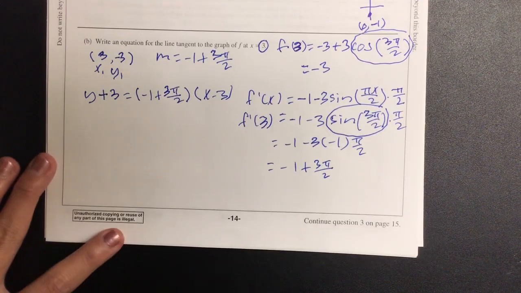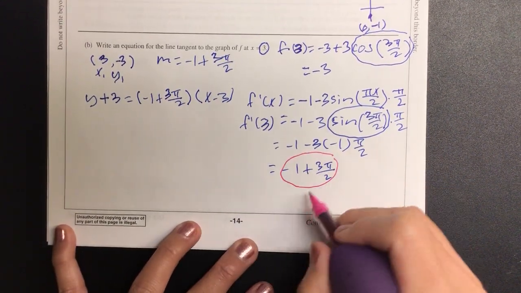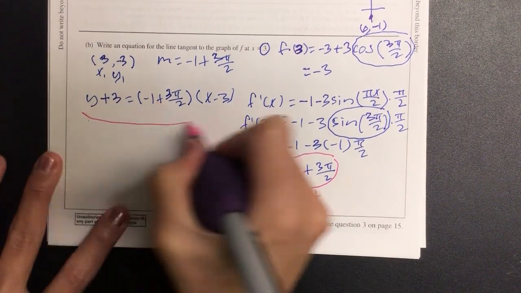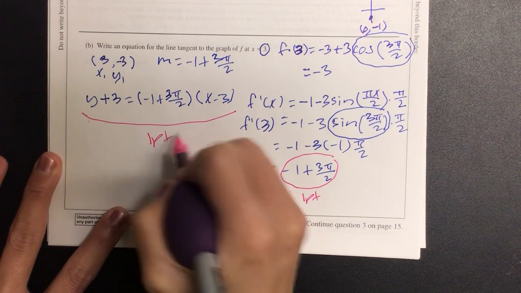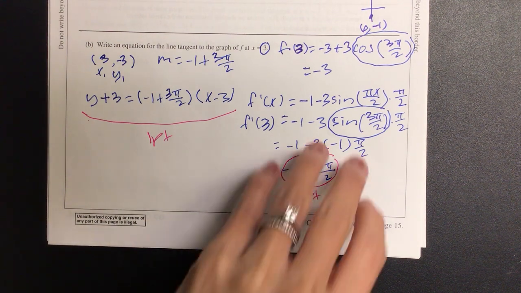The way the AP graders are going to grade, finding the slope is 1 point, and writing it in this format is 1 point. So how many points have been accounted for so far? 3. 3 total. So then let's go on to part D.